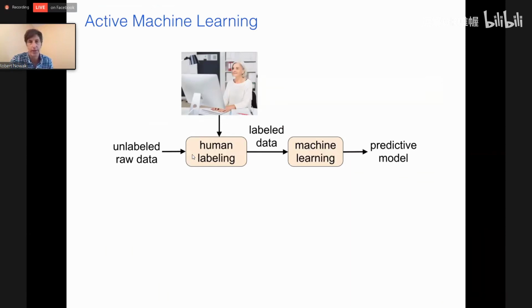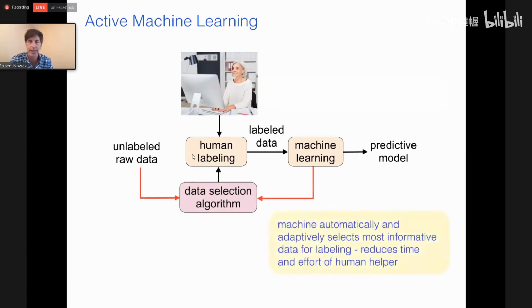Here we're going to change this pipeline a little bit. Instead of just taking a random subset of unlabeled examples and asking our human expert to label them, we're actually going to give the machine an extra mechanism, an algorithm that selects examples from the pool of unlabeled data and requests the human expert to label those. The idea is that the machine is automatically and adaptively selecting the most informative examples for labeling, with the aim of reducing the load or effort required from that human expert.